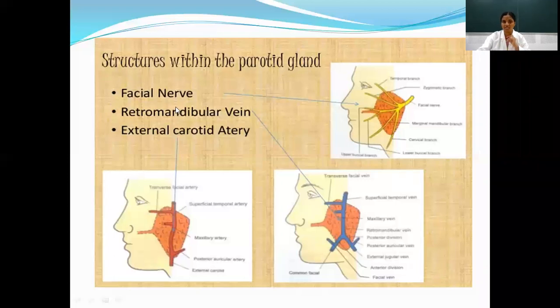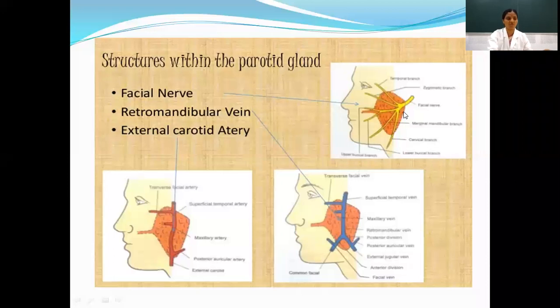Now coming to the first structure, the facial nerve. See, I'm repeating. Structures within the parotid gland means inside, within the substance of the gland, how they are arranged from superficial to deep. The first superficial structure is the facial nerve. Then 1 centimeter deep to the facial nerve is the retromandibular vein. Still deep to the retromandibular vein, there is the external carotid artery. So in this way, from superficial to deep, the three important structures are present within the substance of the parotid gland.